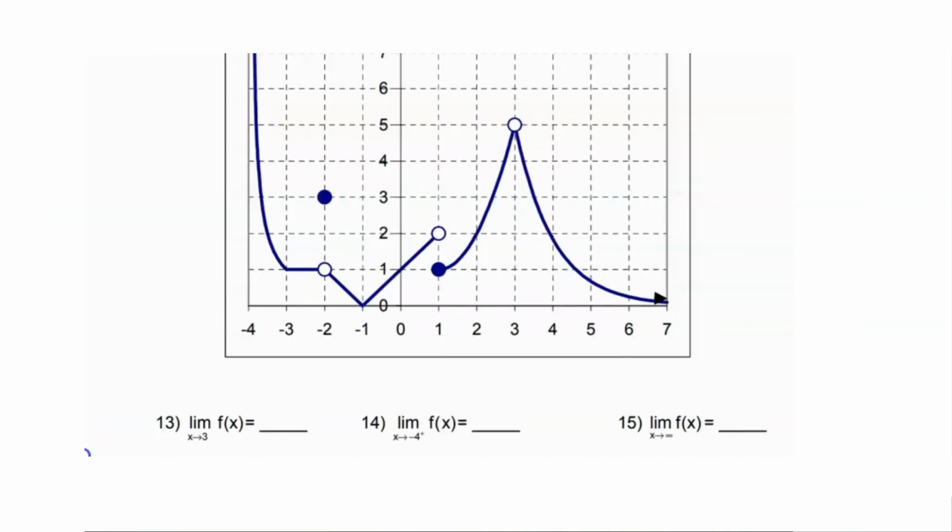Okay, if we continue from the right-hand and left-hand limits in the last two problems, then the limit of f of x as x approaches 3, since they're both the same, they were equal to 5. That means our limit equals 5.